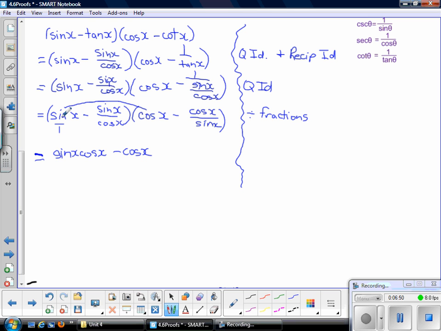Okay, so we understand that because it'll be sine x times this. So the sine is on the top, it'll cancel with the bottom. Then I'm going to take this term, and when I multiply it by cos x, you can see the cos x's are going to cancel out. So I'm going to be left with a minus sine x.